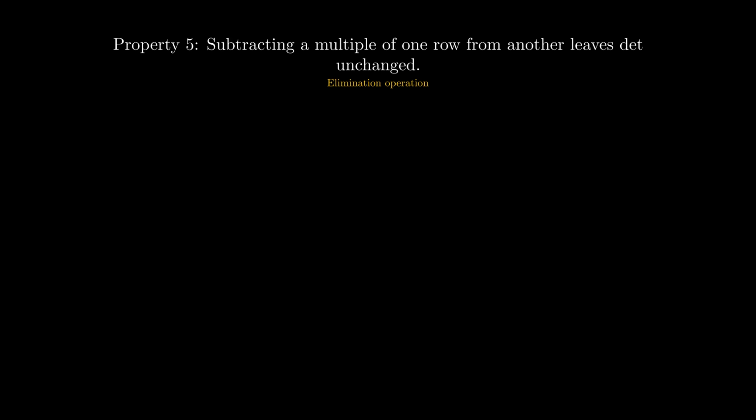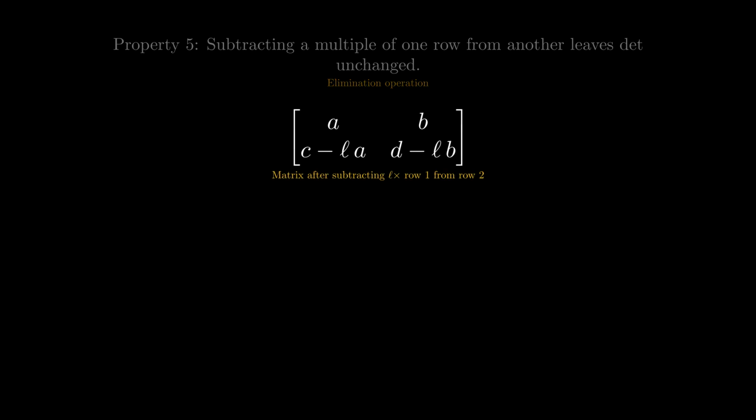Now the main event, property 5, subtracting a multiple of one row from another leaves the determinant unchanged. This operation is elimination. Subtracting L times row 1 from row 2. Start with the 2 by 2 matrix where row 1 is A, B and row 2 is C, D. After elimination, row 2 becomes C minus L times A, D minus L times B. We need to show the determinant doesn't change.